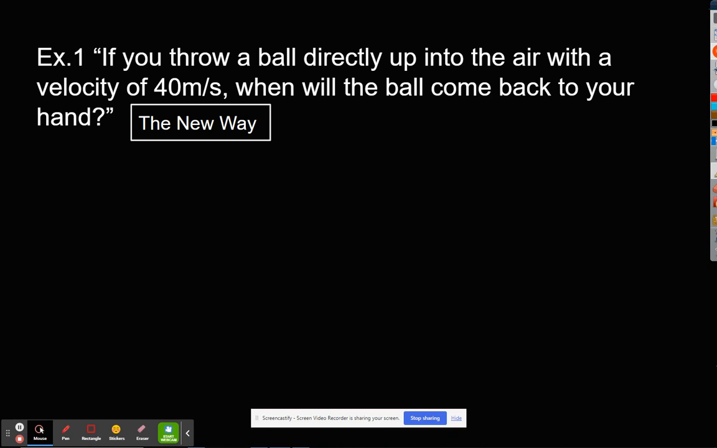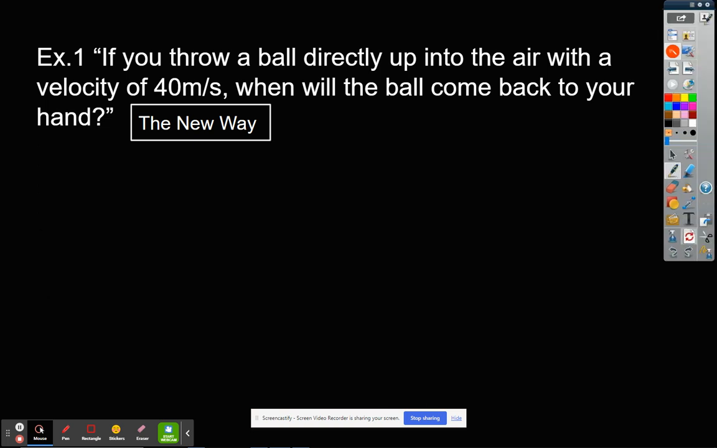Example number 1 from Monday, November 20th. If you throw a ball directly up into the air with a velocity of 40 meters per second, when will the ball come back to your hand? I picked 40 meters per second because according to old Google, that is the average for a professional baseball pitcher.